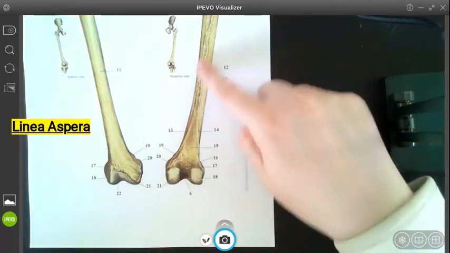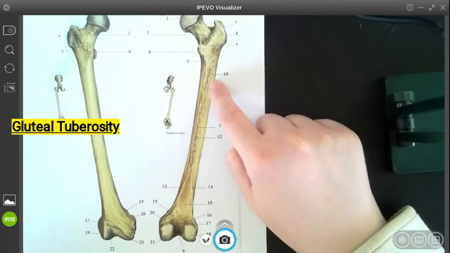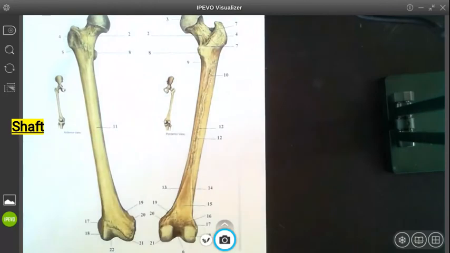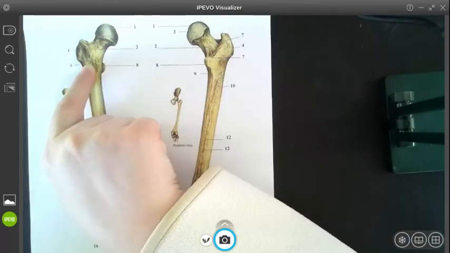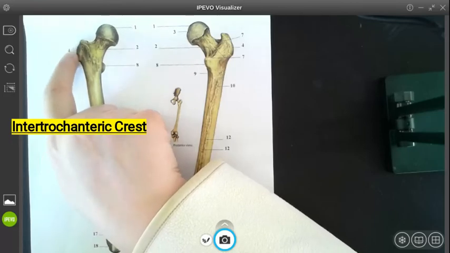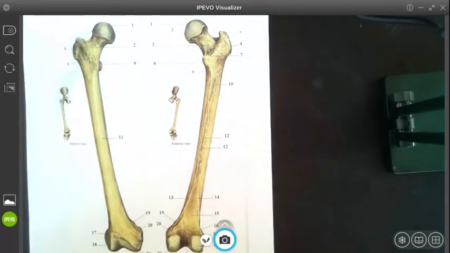12 is pointing at the linea aspera. 10 is pointing at the gluteal tuberosity. And 11 is the shaft of the femur. Number 5 is called the intertrochanteric crest, and that's because it's between the greater trochanter and the lesser trochanter. So this is the anatomy of the femur.